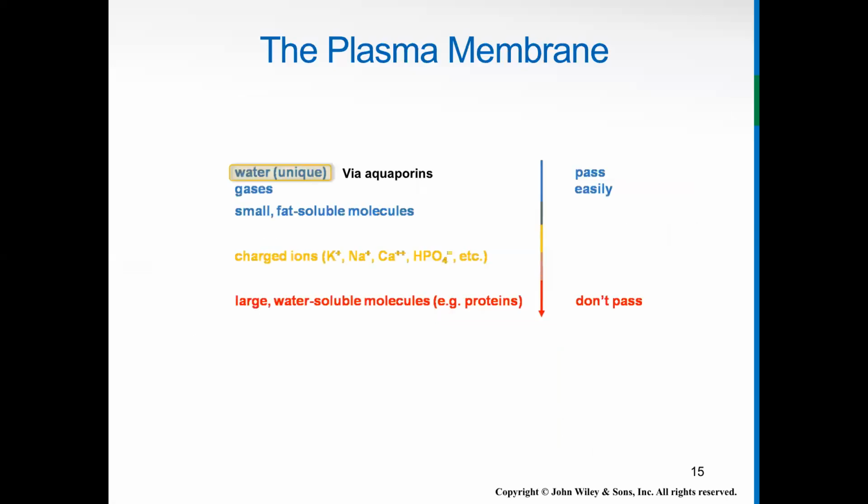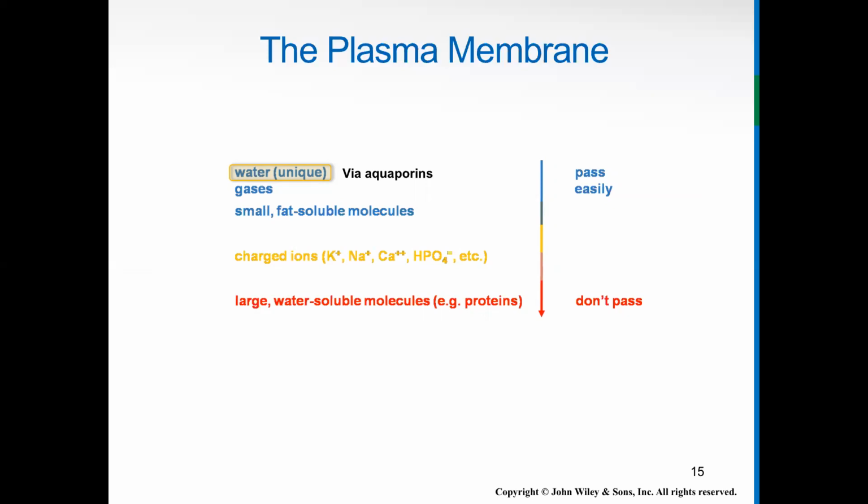Now, the plasma membrane can regulate the way things pass through, right? So here in blue, those things pass easily. Water is unique in that it can do that because it's polar, right? But there's even special proteins that can be inserted to make the passage of water really quick. They're called aquaporins, so those would be channels. Gases can get through, because gases, remember H2, N2, O2, are actually nonpolar. Small fat-soluble molecules, like steroid hormones, can get through.